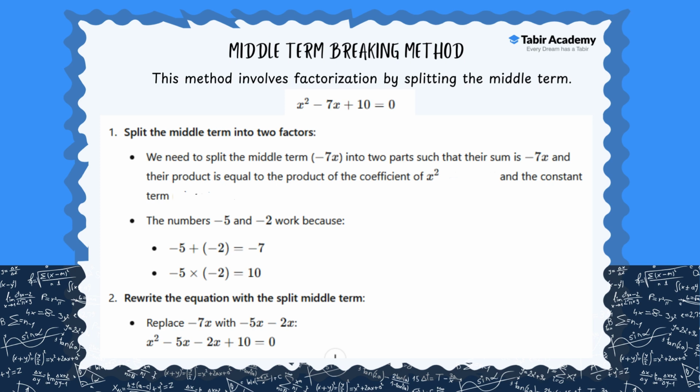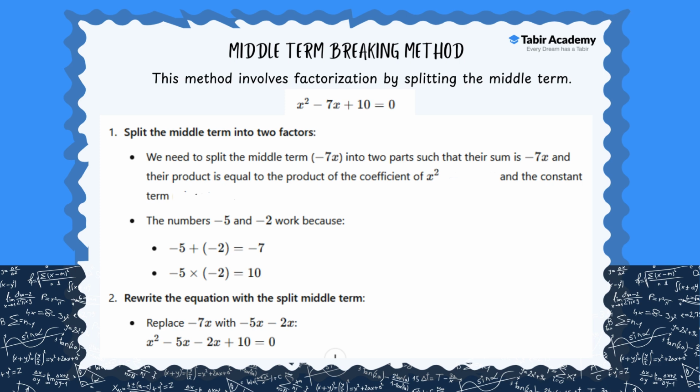So for example, if we have the equation x square minus 7x plus 10, so इसकी middle term is minus 7x. So we have to split this middle term of minus 7x into two parts such that उनका जो product है that is equals to the product of the coefficient of x square and the constant, and their sum is equals to minus 7x. So in this case we can take minus 5 and minus 2 because in दोनों का sum is equals to minus 7 and in दोनों का product is equals to 10.